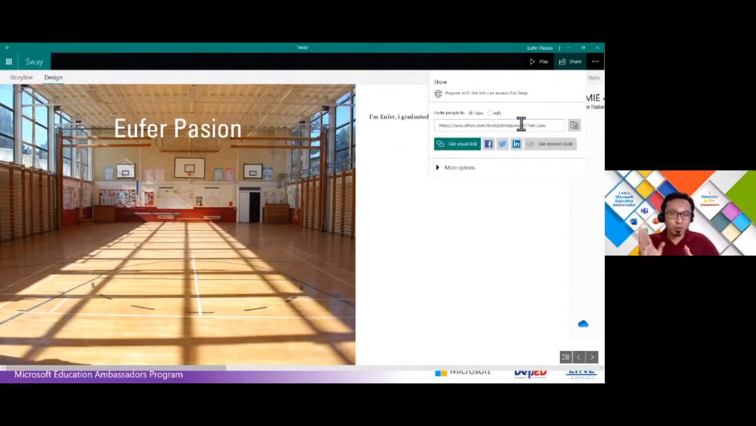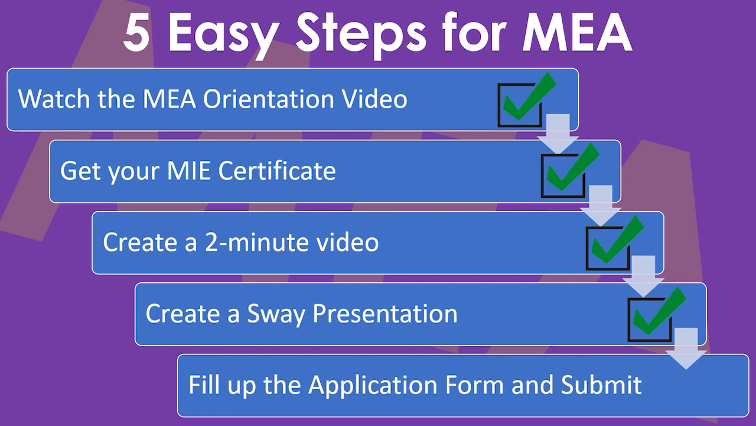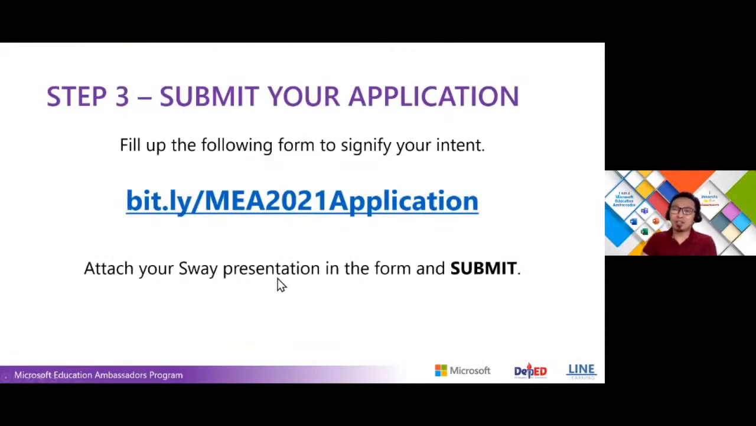So, you made the Sway. Once you're done, just click on share and copy the link. Then we go to our step 3. So, we have copied the link. Let's go back to our step 3, submit your application. Kindly fill up the following form to signify your intent to join the program, the MEA program.